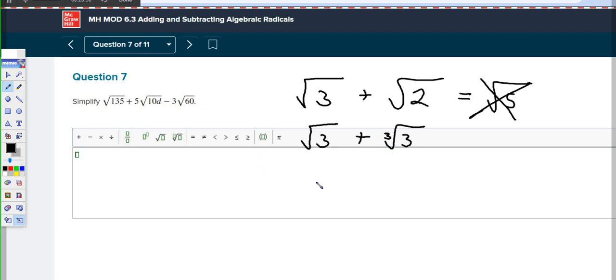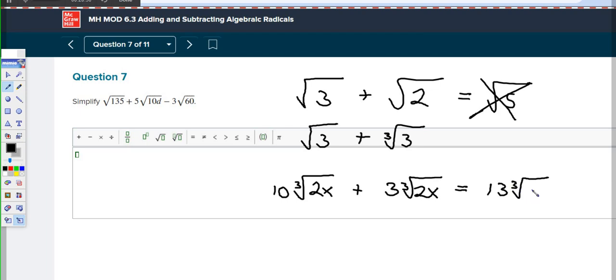However, let's say I had 10 of the square roots of 2x, and I was adding to that 3 more of the square roots of 2x. Now this I can add. Or let's say it was 10 of the cubed roots of 2x plus 3 of the cubed roots of 2x. That I can add. That's good. That would be 13 of the cubed roots of 2x. Okay, that'll do it. I will see you later.